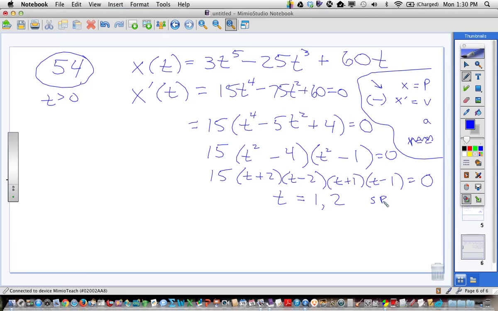So t equals 1 and 2. Those are my stationary points, which means what for the particle? See, this problem's got context to it. What did we just find? At 1 and 2, it's not moving. Particle's not moving. It stops. Stationary points, right? So at 1, now what might it do when it stops?